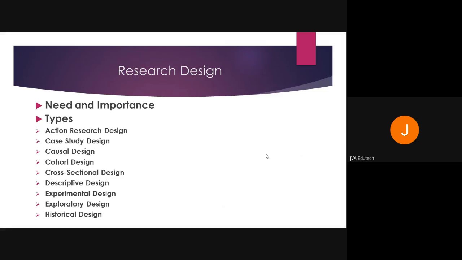Where there is a dependent variable y and an independent variable x, and they try to find the relationship between x and y. Mostly we do such kind of studies, that what is the effect of the independent variable x on the dependent variable y.